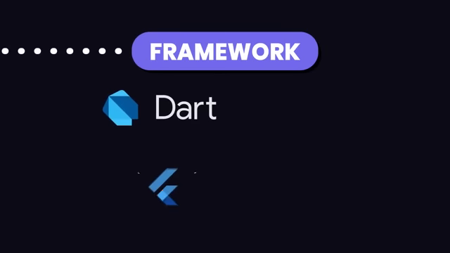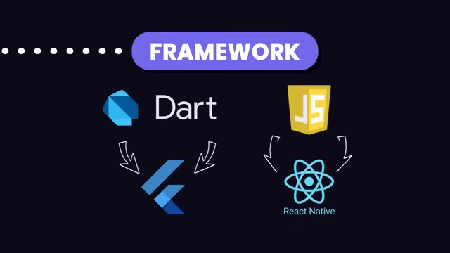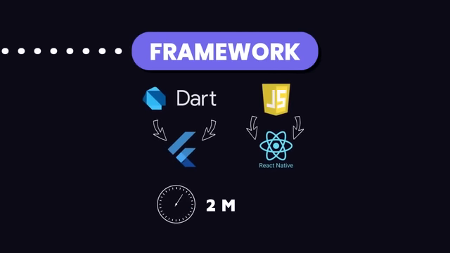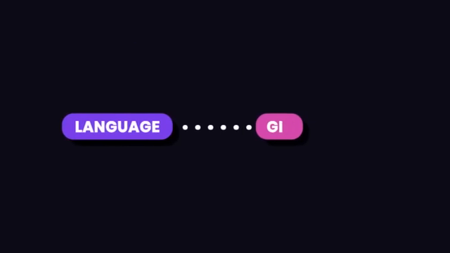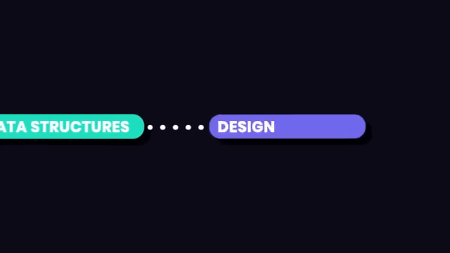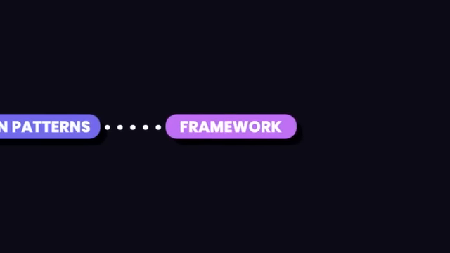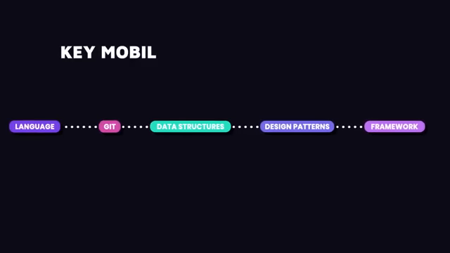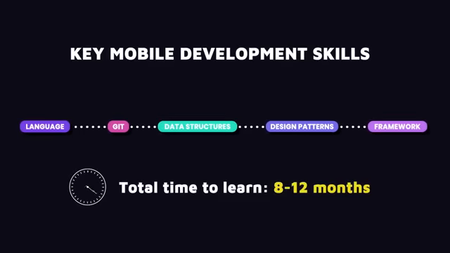All right, the next thing you need to learn is a mobile framework, which we talked about before. For Dart, you should learn Flutter, and for JavaScript, you should learn React Native. Assuming you have a solid background in programming, you can learn either of these frameworks in about 2 months. So if you dedicate a few hours every day and follow this roadmap, you'll have the necessary knowledge to apply for an entry-level mobile developer job in about 8 to 12 months.